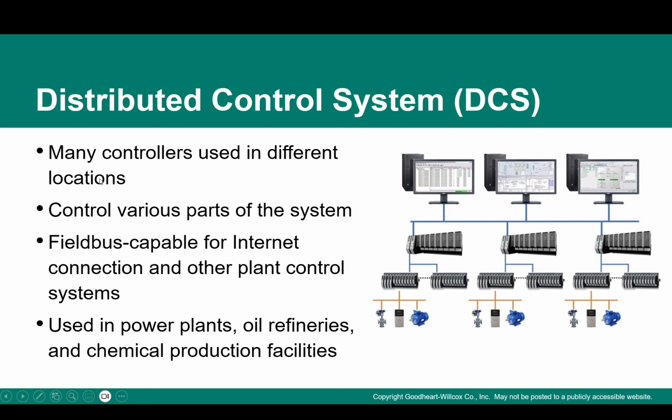Many controllers are used in different locations, controlling various parts of the system. Field bus is capable of internet connection and other plant control systems. Again, field bus, we will learn about what it is and what it can do. In simple words, these are your field buses. Okay, used in power plants, oil refineries, and chemical production. Why do we use a bus? For easy connectivity, cost effectiveness, and efficiency in the overall smart system or PLC system.